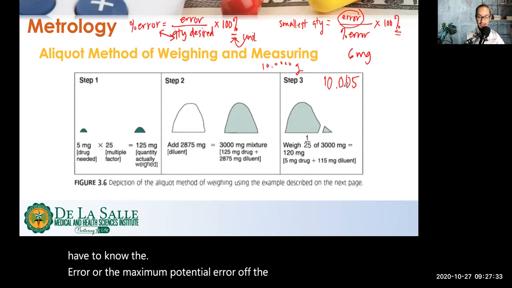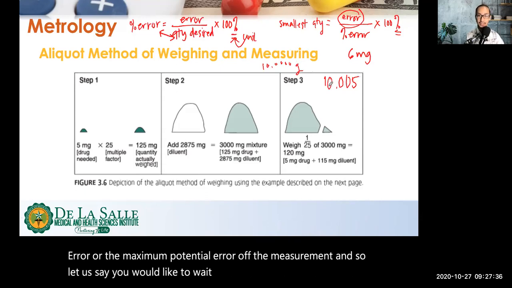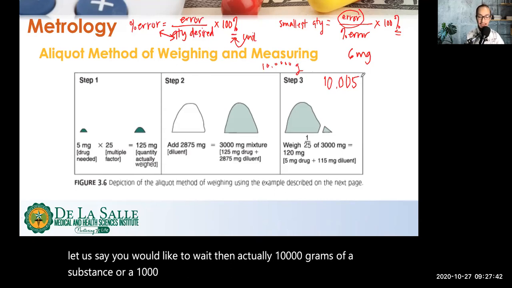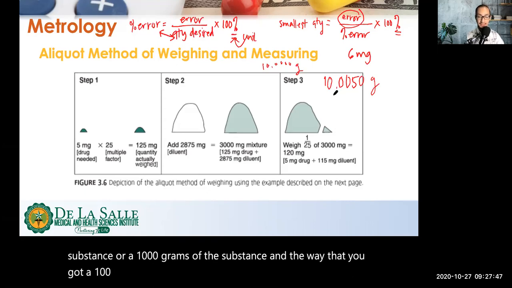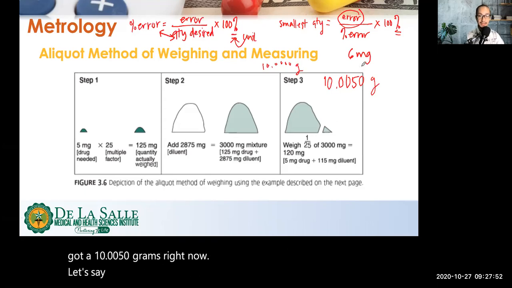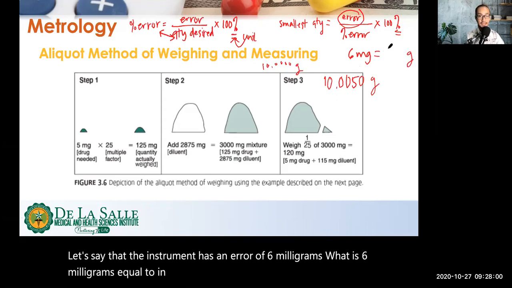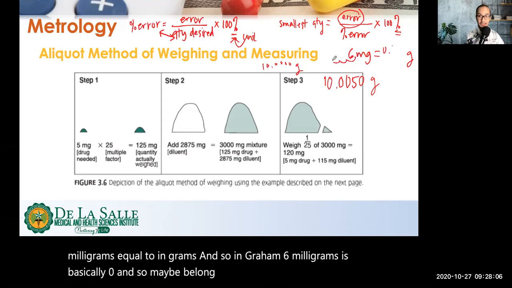Let us say you would like to weigh accurately 10.00 grams of a substance, and the weight that you got is 10.0050 grams. Now let's say that the instrument has an error of 6 milligrams. What is 6 milligrams equal to in grams? So in grams, 6 milligrams is basically point zero, let's count, 1, 2, 3, 0.006 gram.